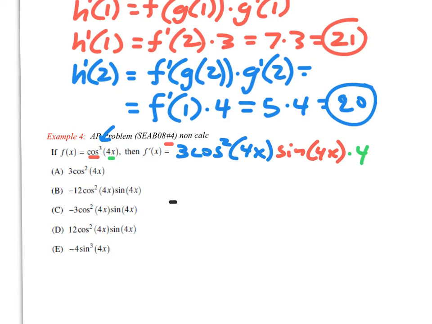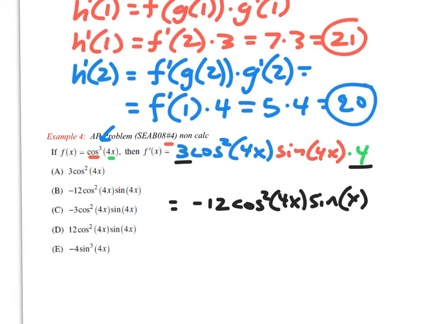Therefore, it looks like we would get negative 12, right, our 3 and our 4, cosine squared 4x sine of x. Oops, 4x. That's a 4 in there. Let's see what we got here. Negative 12 cosine squared 4x sine 4x. That looks like our answer is B.